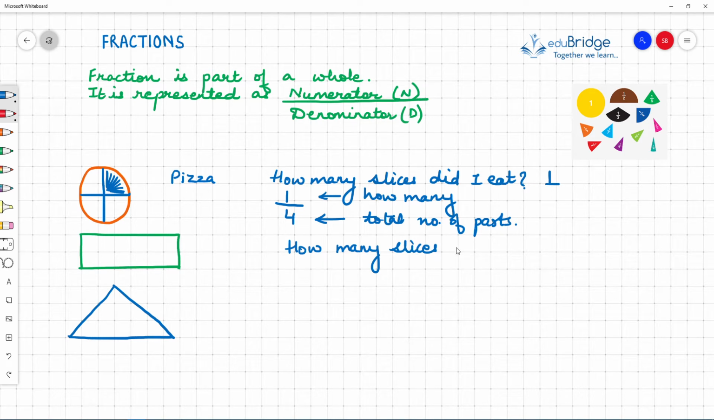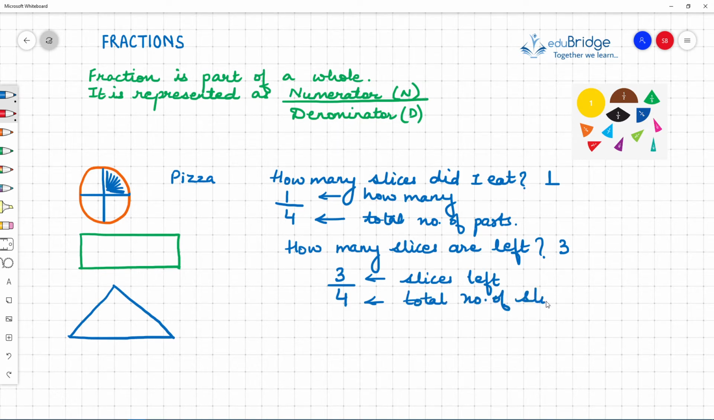So now on the same pizza, if I ask you how many slices are left, which we did not eat yet? They are 3. So how do you represent this in the form of a fraction? This will be 3 by 4, where 3 represents the slices left and 4 represents the total number of slices. Easy? Yeah.